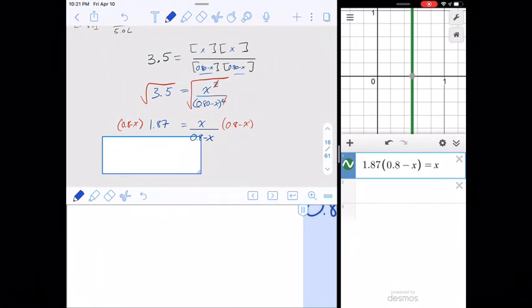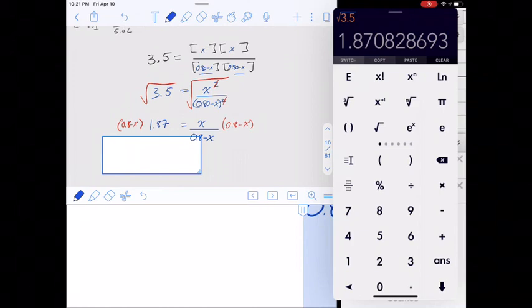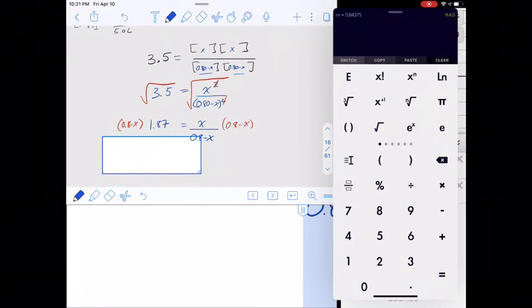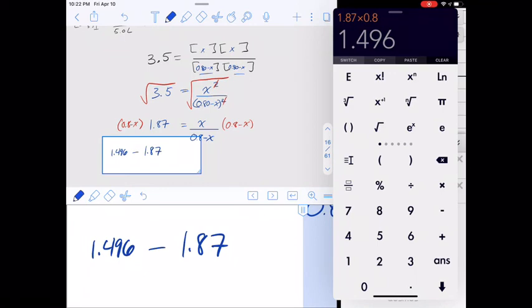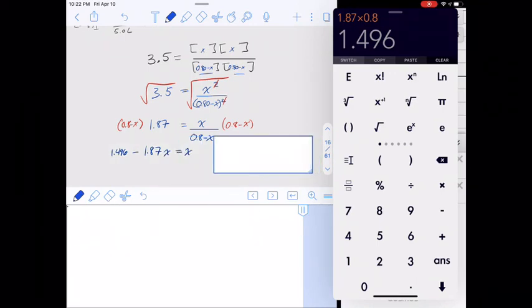So I will continue this math solution here just to satisfy some curiosity I have. So 1.87, I'm going to multiply that by 0.8. So I get a value of 1.496 minus 1.87x is equal to x.